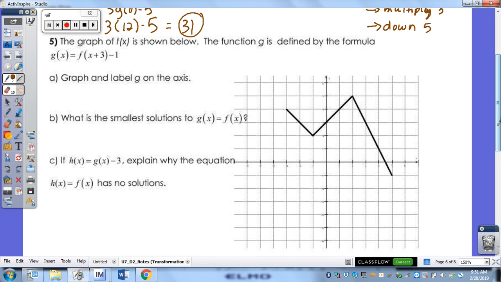All right, 5, we've got the graph of f of x shown below. And then we've got g of x is defined by this formula here. So part A, they want us to graph and label g of x on the axes. So if we look at this, we have 2 transformations that are happening. So you got that plus 3, you got that minus 1. So what are those 2 transformations? What does that plus 3 stand for?